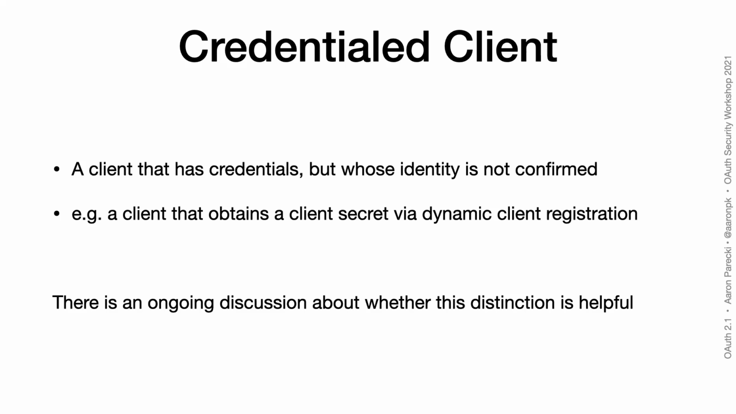There is, however, an ongoing discussion right now about whether this distinction is actually helpful in the document and whether it makes sense to keep this term or just revert back to public and confidential with all these exceptions in the draft. I think part of the challenge is particularly defining exactly what it means to have the client's identity not confirmed, or whether that's the right way to phrase it, or whether it needs to be some other definition of what it means if a client can have credentials but those credentials were given to it at runtime. I can't even describe it without using that language. So that's open for discussion.